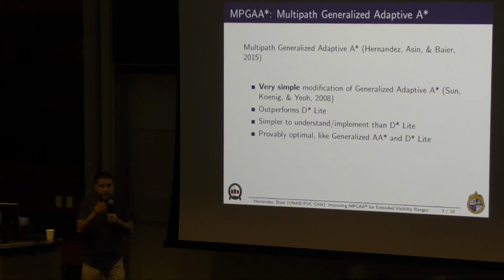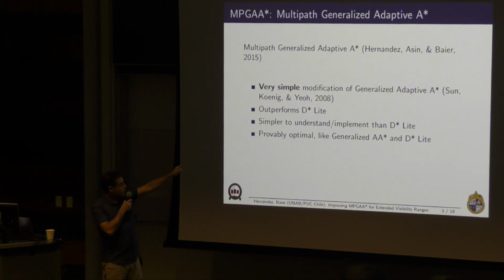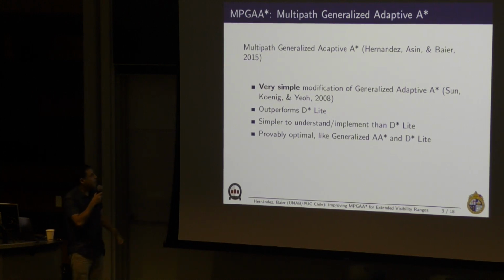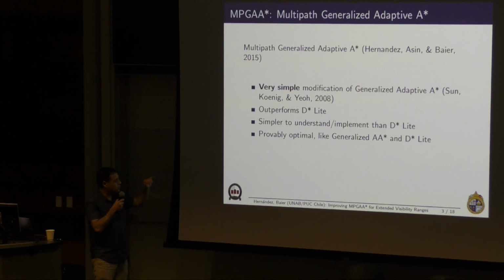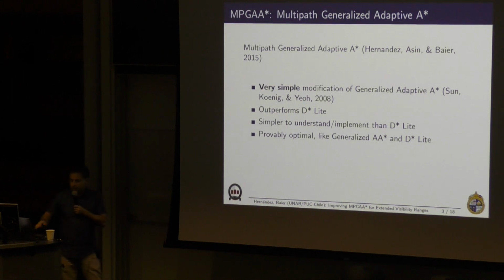And what is MPGAA star? The name of the algorithm is Multipath Generalized Adaptive star that we presented in IJCAI in 2015. It's a very simple modification of a previous algorithm called Generalized Adaptive star from 2008. And this algorithm outperformed Starlight, the state-of-the-art algorithm, in several settings, and is simple to understand and optimal, like Generalized Adaptive star and Starlight.